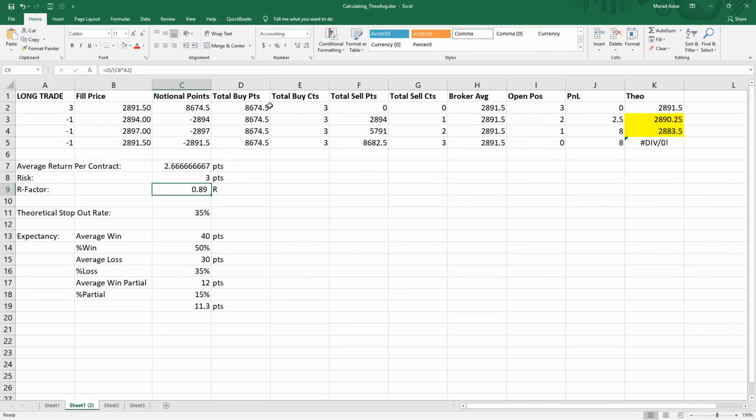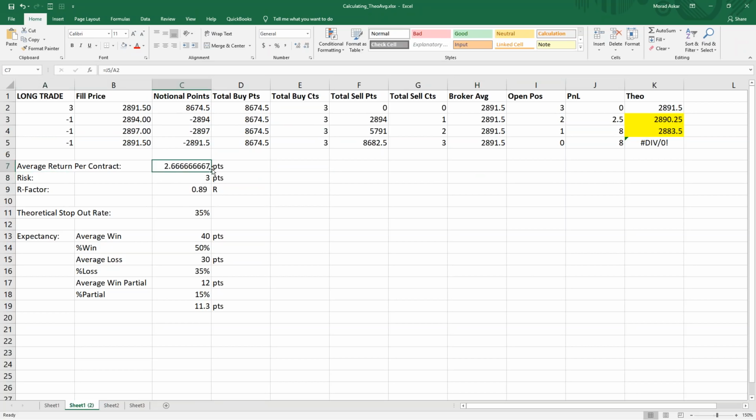3 lots long, okay? Our theoretical average is 28.9150. We take 1 off at 94. We've just improved, we locked in a P&L of 2.5 points, so we improve to 28.90. We take 1 lot more at 28.97. We improve our theoretical average to 28.8350.